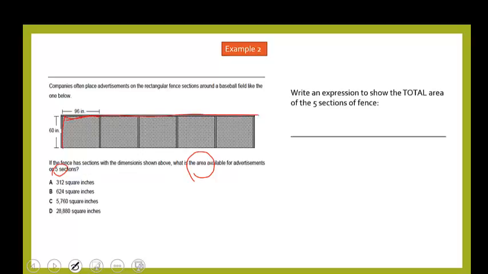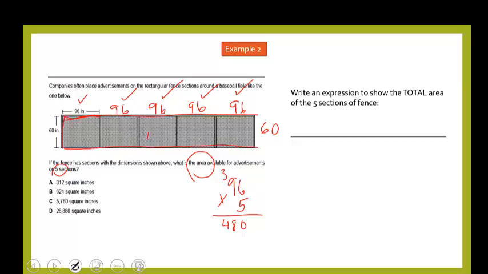I need to look at the entire piece. So I'm going to put my 60 over here, but I need to add 96 plus 96 plus 96 plus 96 plus 96, which really just becomes 96 times 5. Let's multiply that now. 9 times 5 is 45. So the entire length is 480 inches.